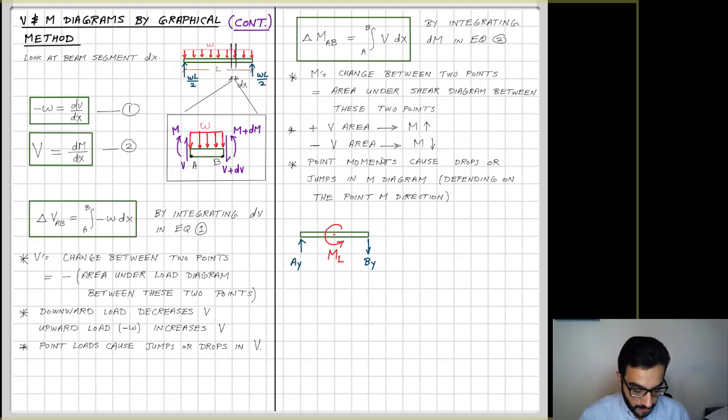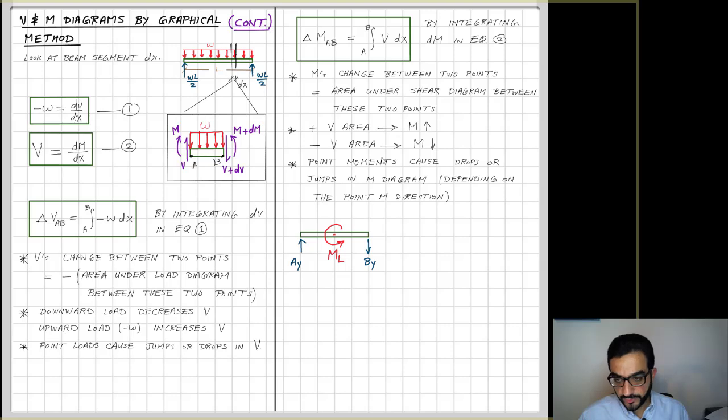So let's see an example here. If I have a simply supported beam with a moment point load in the middle, ML, I will have reactions develop, AY and BY, in this way to resist that counterclockwise moment, and that counterclockwise moment will be resisted by a clockwise couple of moment from these two reactions AY and BY.